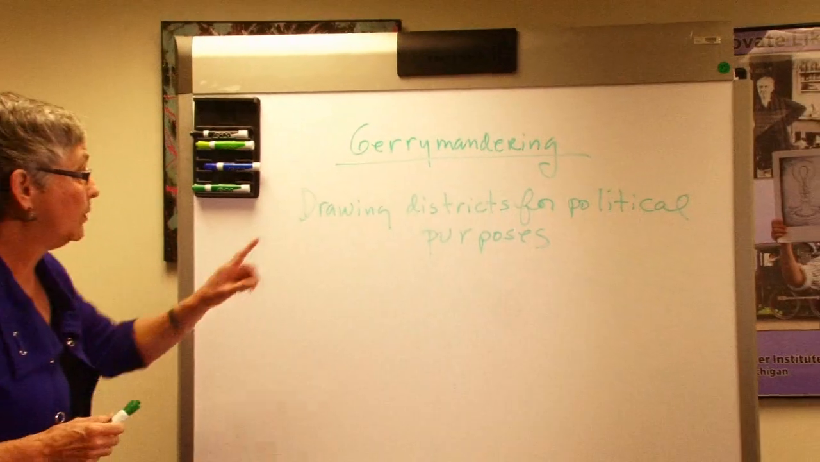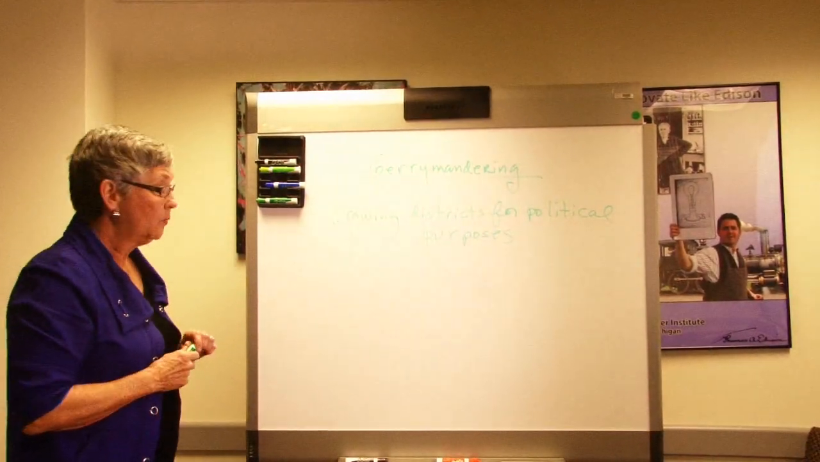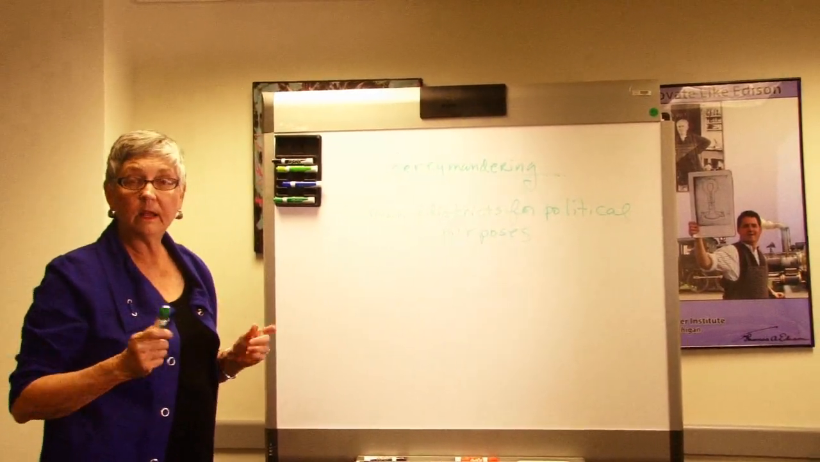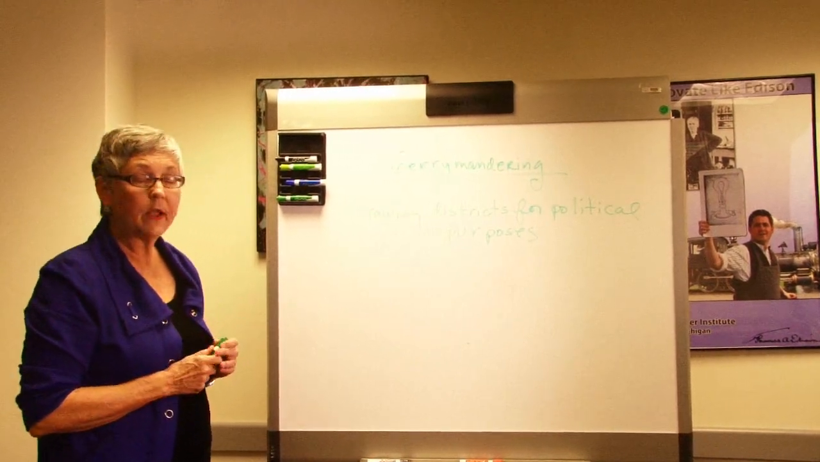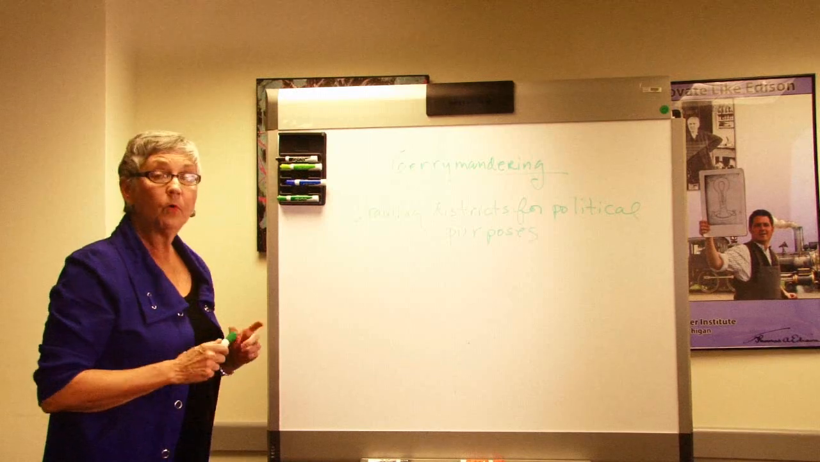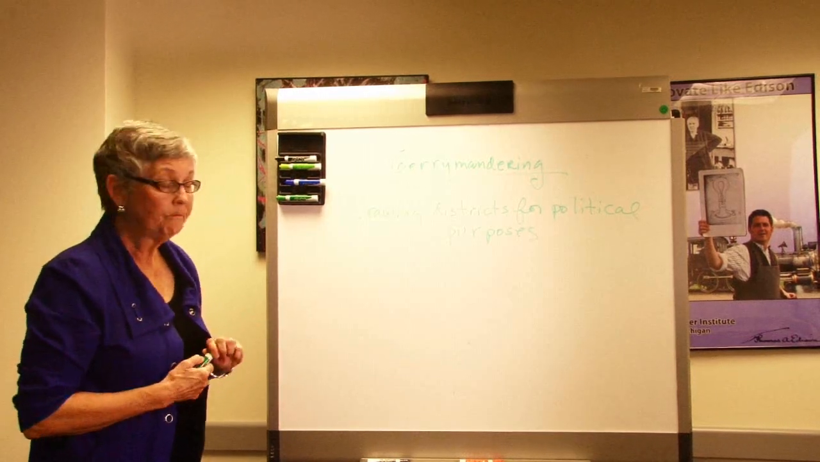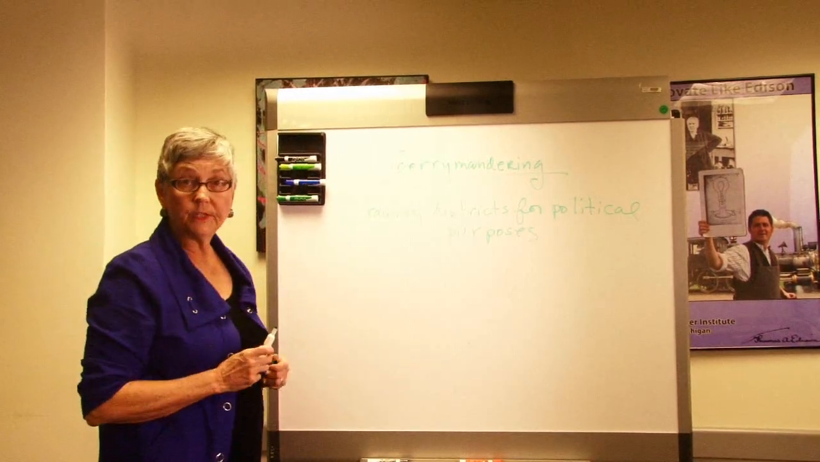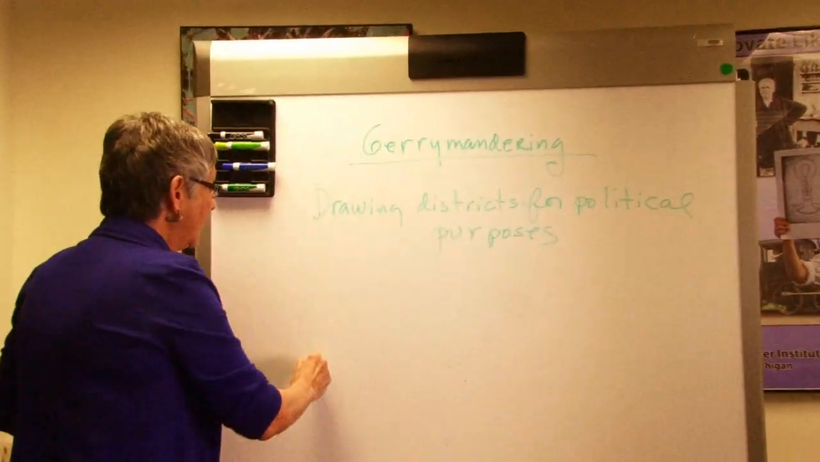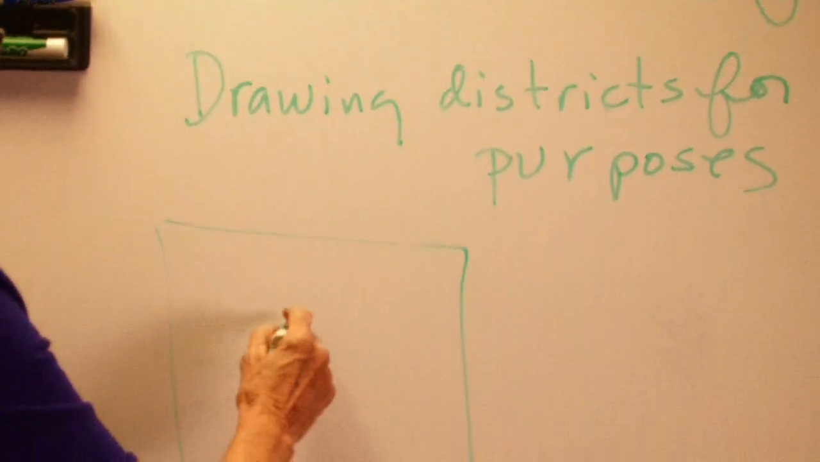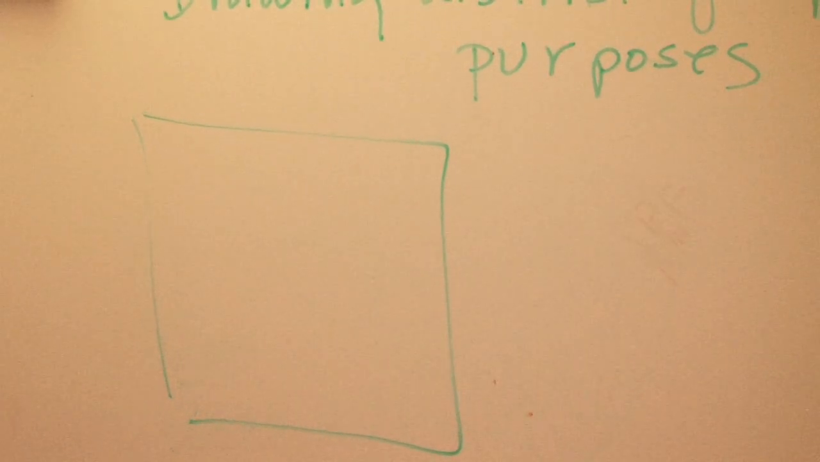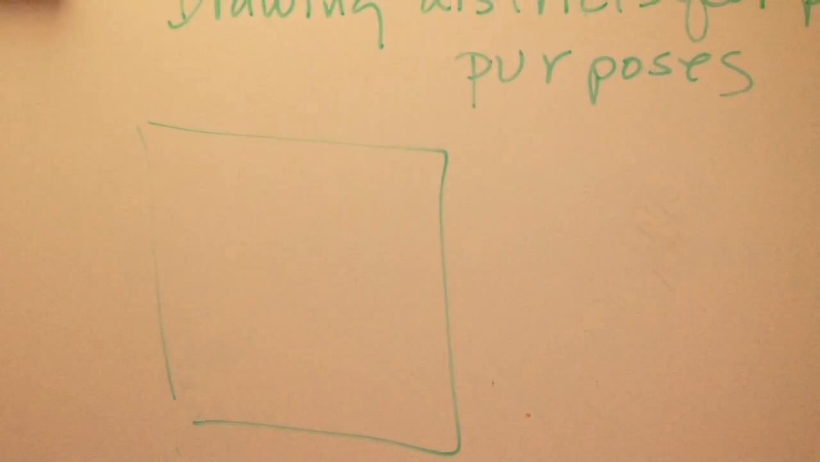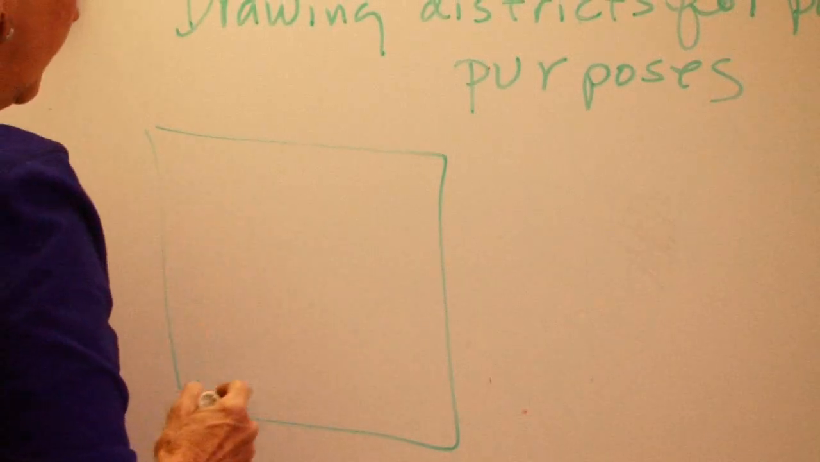And where did this word come from? There was a district up in Connecticut, I think it was, just after the writing of the Constitution, and they were electing members to Congress. The state legislature had to draw districts. And one of the districts that was drawn for political purposes, to try to get people to elect a particular political party, was a very strange looking district.